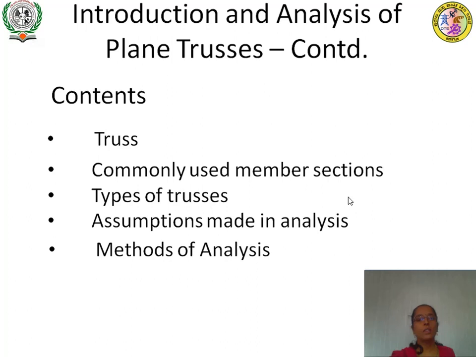In this session we are going to discuss trusses and the commonly used member sections to build up a truss, the types of trusses, the assumptions made in the analysis of trusses, and also the different methods of analysis available. For your syllabus there are two different methods, so we will discuss them when we get to that stage.